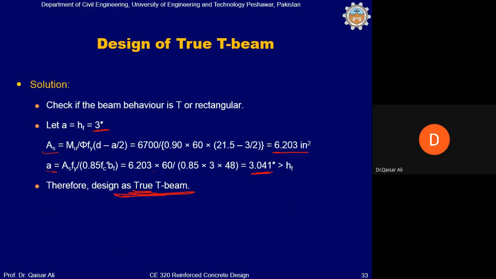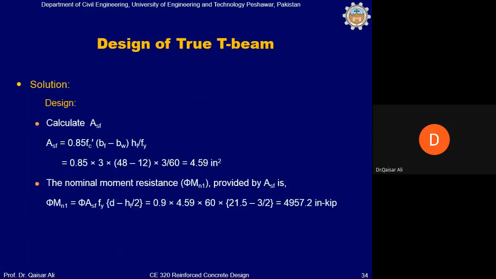Then we will calculate ASF from this equation: 0.85 f'c (bf minus bw) hf divided by fy. hf is the slab thickness. 0.85 into 3, 48 is bf, bw is 12, into 3 divided by 60. This is 4.596 square inch. Now the moment resistance phi Mn1 provided by ASF is 4957.2 inch-kips.